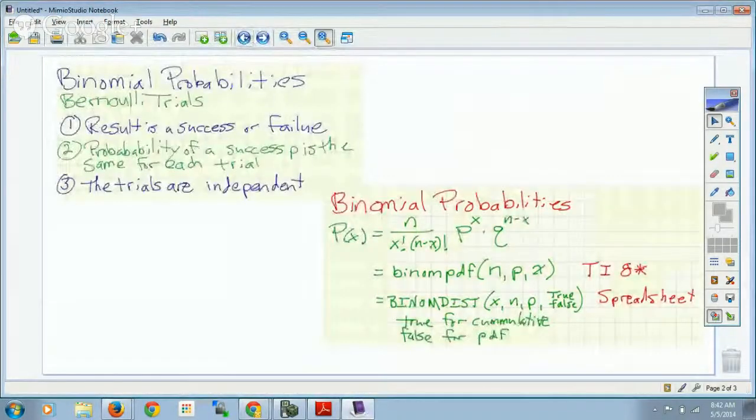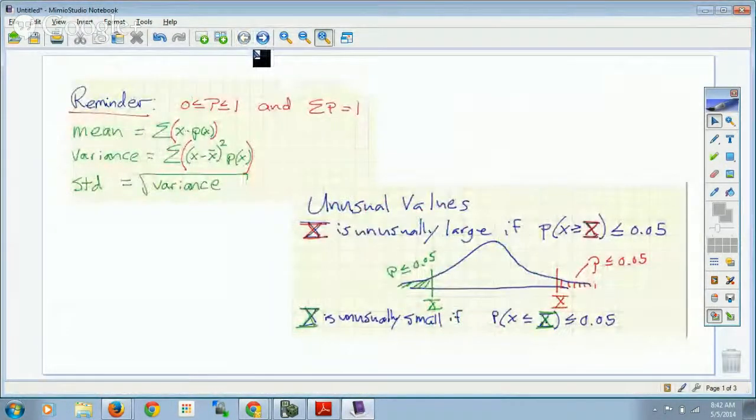So, reminder about a couple of things. Probability. Any probability has to be between 0 and 1, including 0 or 1. And the sum of all probabilities of the simple events has to add up to 1. If it doesn't add up to 1, or it gets more or less, it's not a probability distribution.